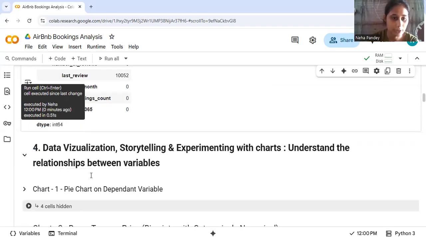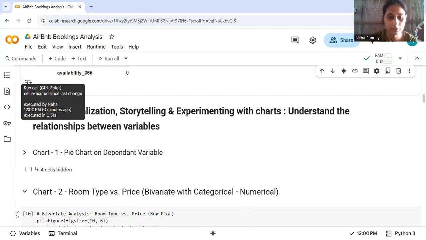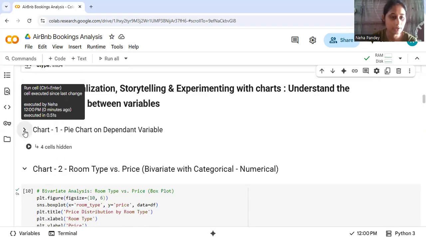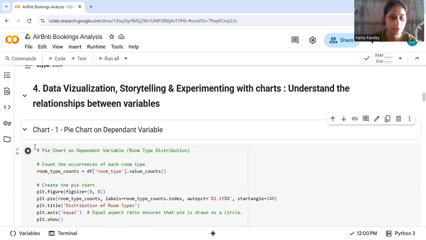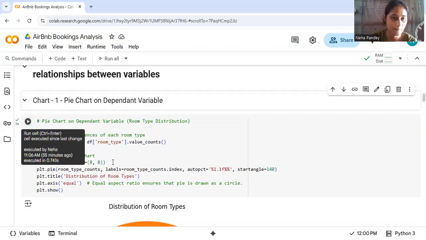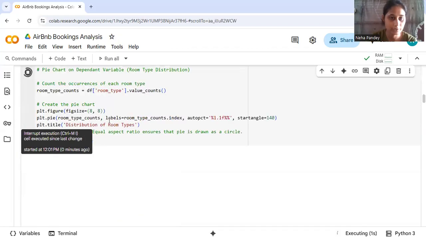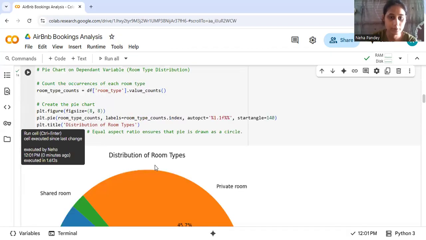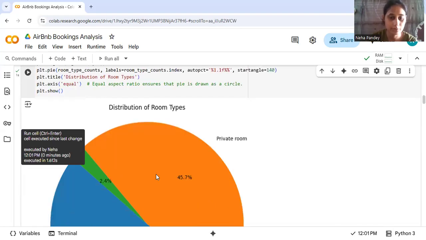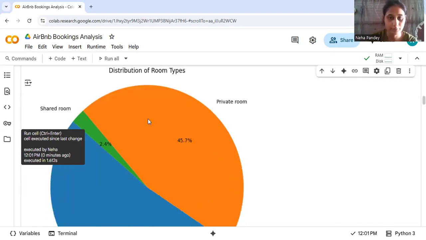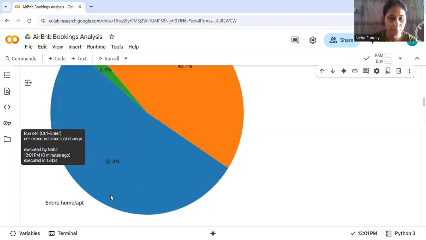Then I move to data visualization, storytelling, and experimenting with charts. And then the first chart is a pie chart on the dependent variable. Here is the syntax for a pie chart. Distribution of room types: private room, shared room, then entire home.